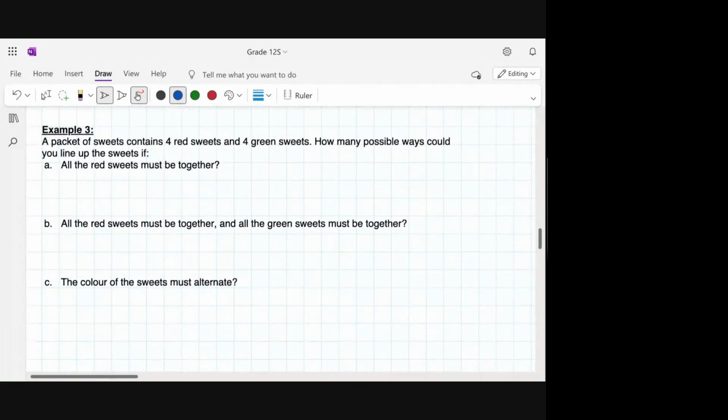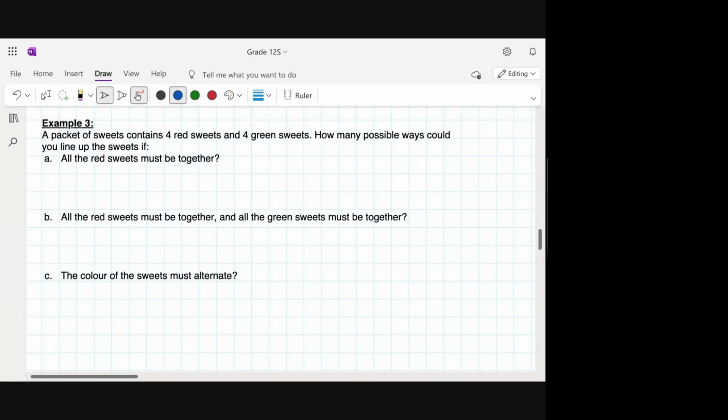Next one for you to try by yourself. I've got a packet of sweets. It's got red sweets. It's got green sweets. How many ways can you line up the sweets if all the red sweets must be together, and all the green sweets must be together, and then the color of the sweets must alternate? Go give it a try for me. I'm going to give you 2 minutes.